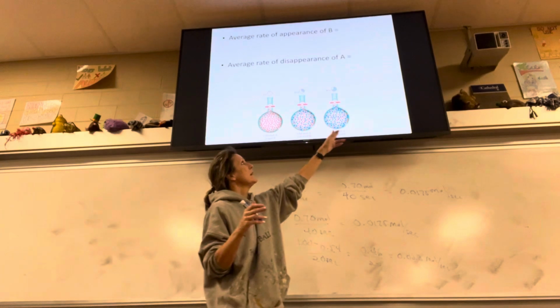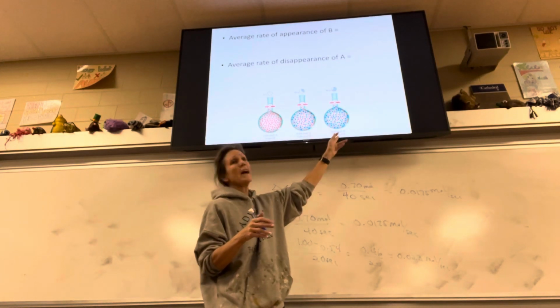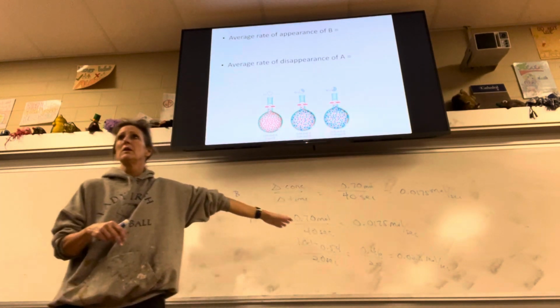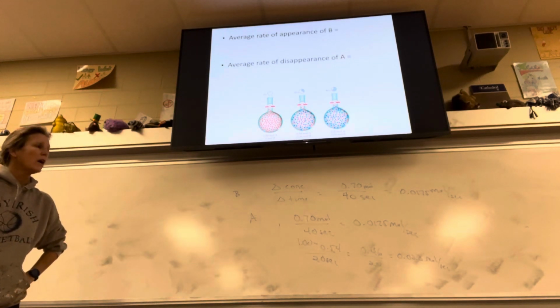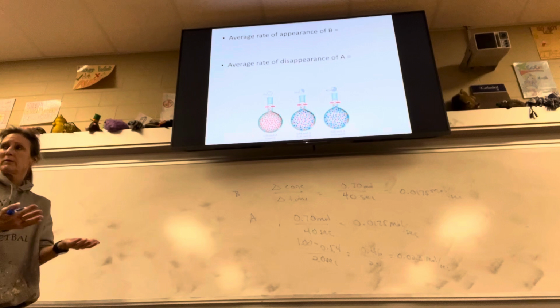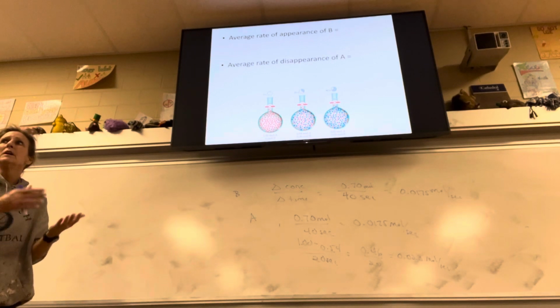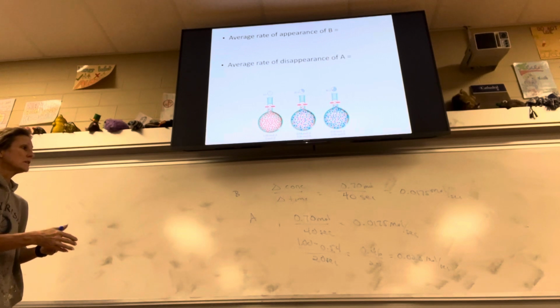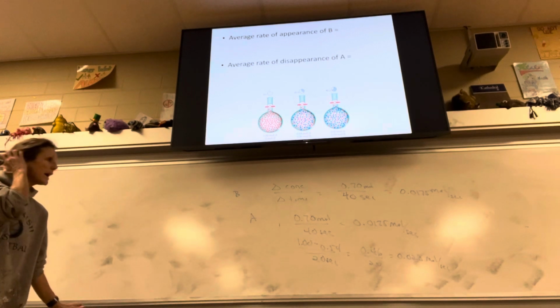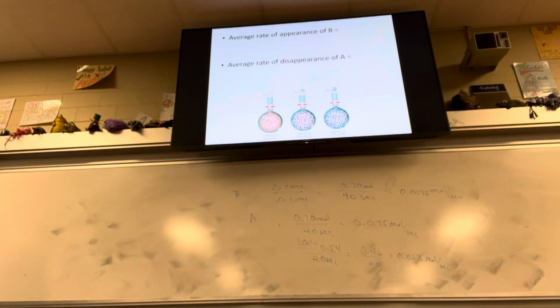And if we looked at the disappearance of A over the last 20 seconds, it would be even slower than the overall, because as we have less and less reactant, the products are going to be made slower, so the reaction's going to slow down. And we'll get into that more as we go through this chapter. Does that make sense?